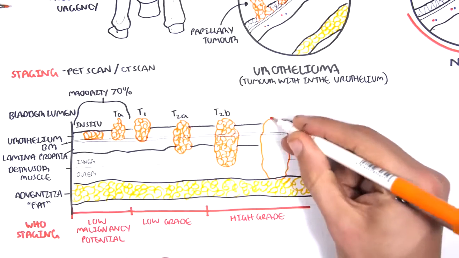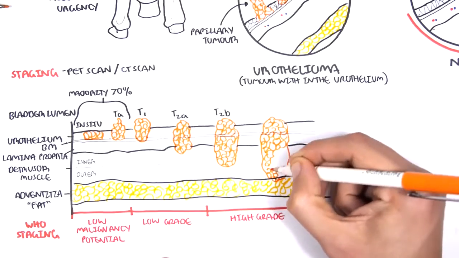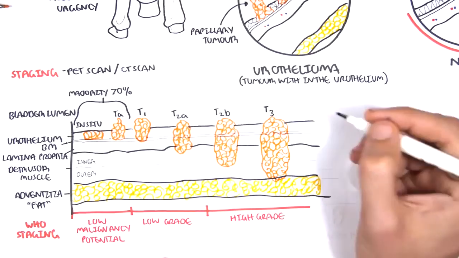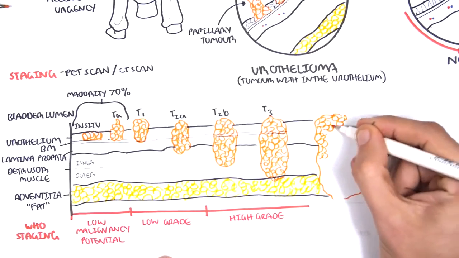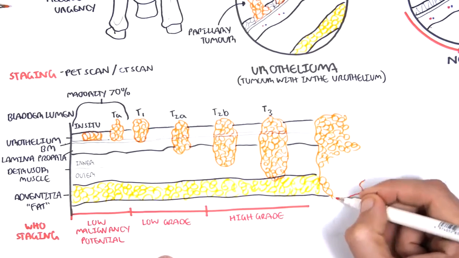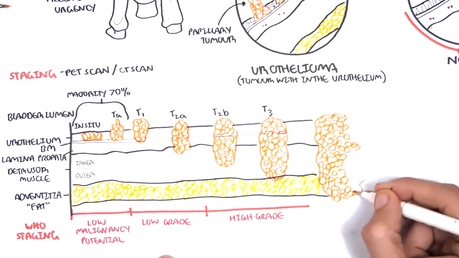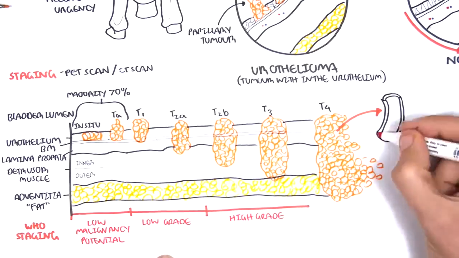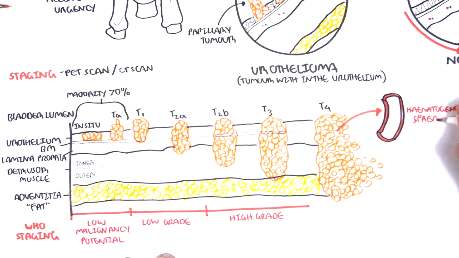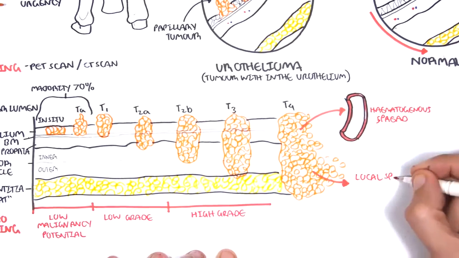T3 is where the tumor has invaded the perivesical tissues. T4 is tumor invading adjacent organs, or the tissues of those organs. From here, the tumor can metastasize via hematogenous spread, local spread, or lymphatic spread.